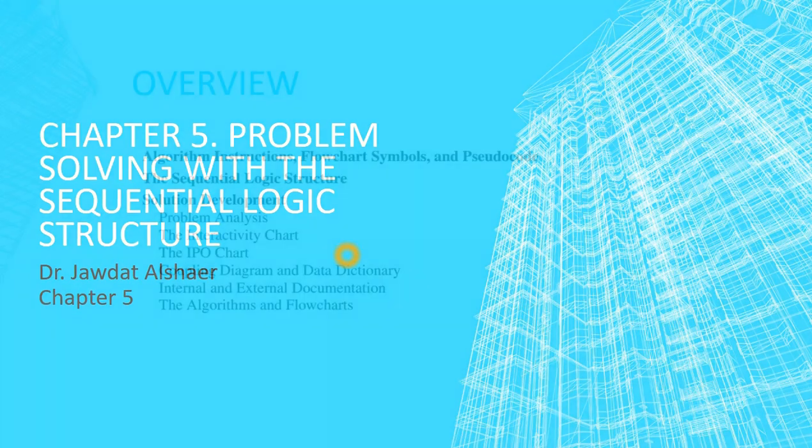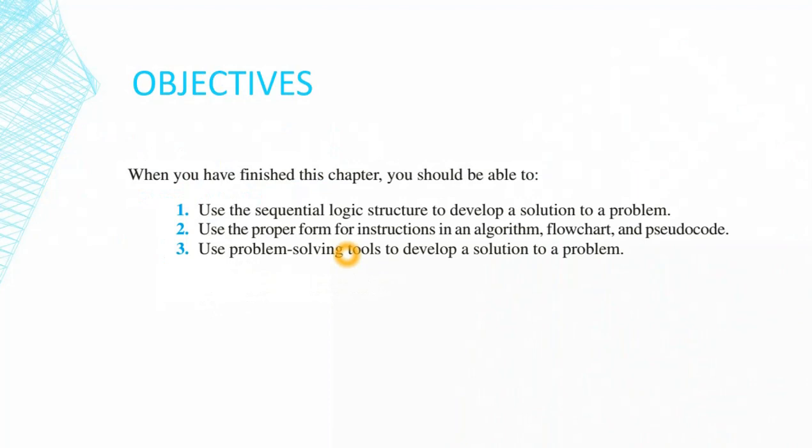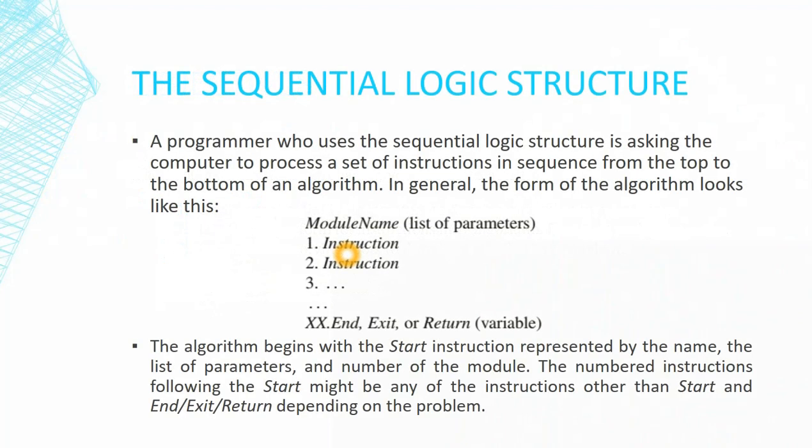طبعا chapter 5 هو تطبيق لكل الأشياء اللي أخذناها في chapter 4. Here we will use sequential logic. We will have other logic, decision logic, looping logic in the next chapters. But now we will use only sequential logic and all the methods and techniques that we took in chapter 4.